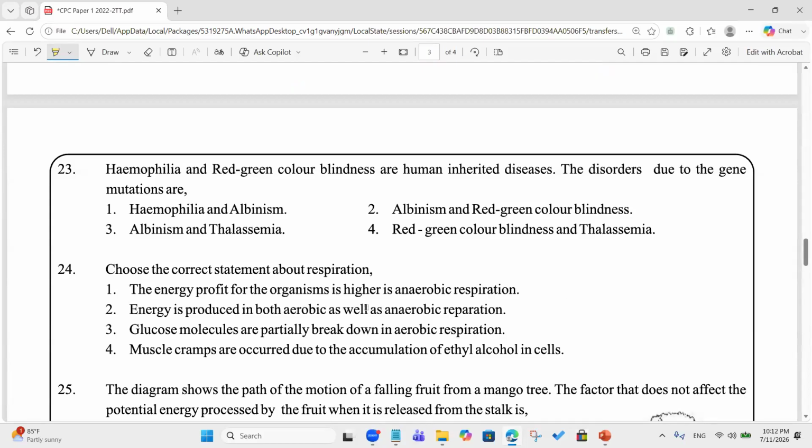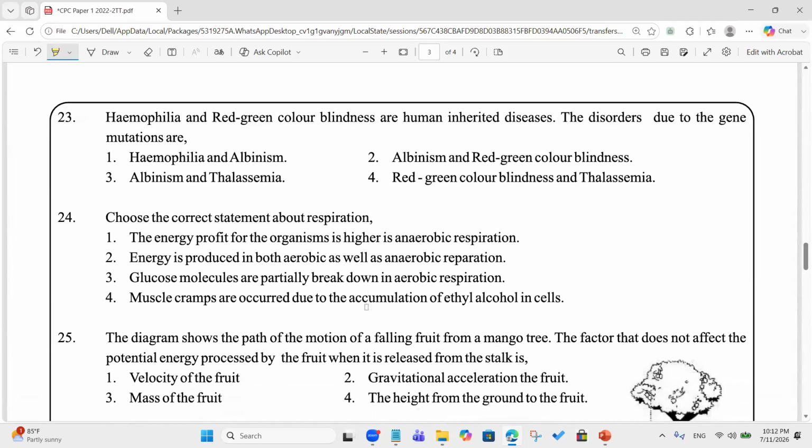Okay. Teshura, read number 23. Hemophilia and red-green color blindness are human inherited diseases. The diseases due to the gene mutations are red-green color blindness and thalassemia. Okay. The disorder due to the gene mutations. Yeah, I think that's correct, no? Gene mutation. What do you think, Lama? Is this correct?